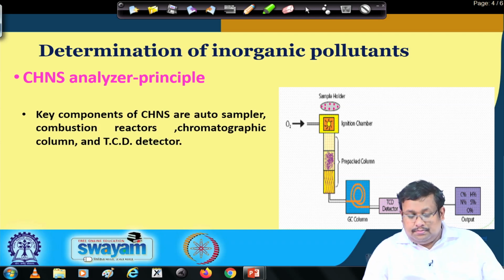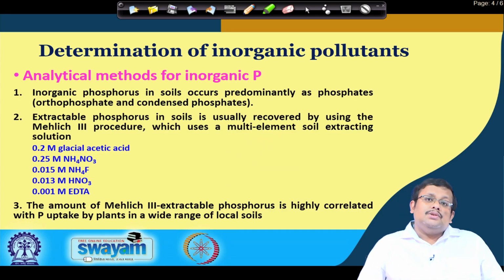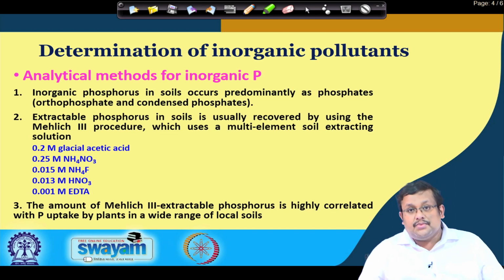So, this is a picture of the CHNS analyzer, and so let us move ahead and see the determination of inorganic phosphorus.